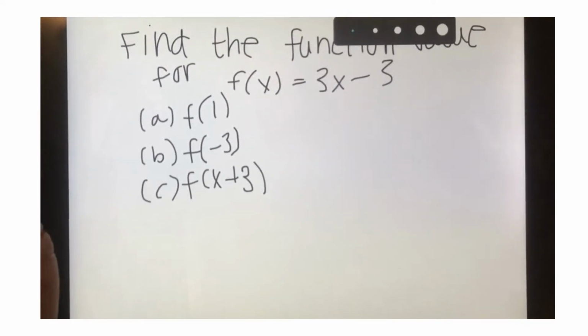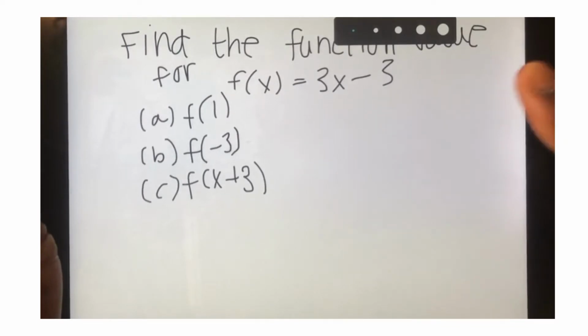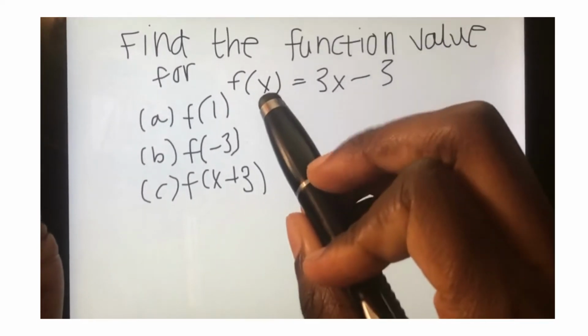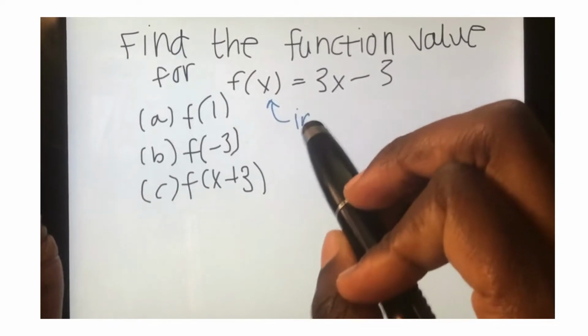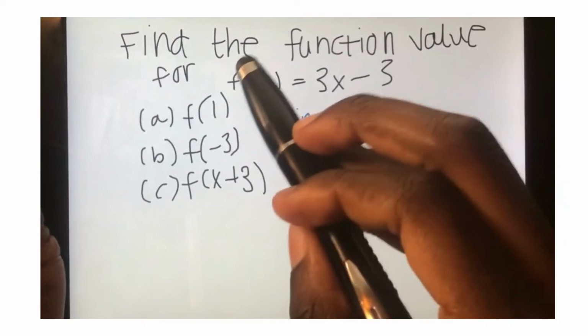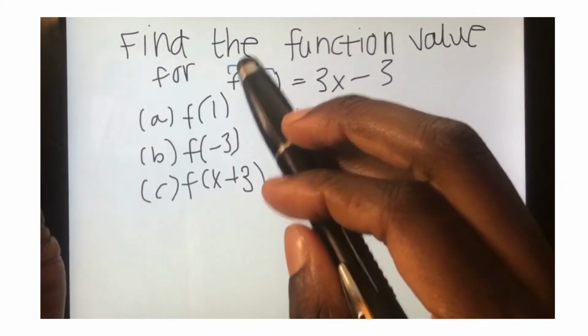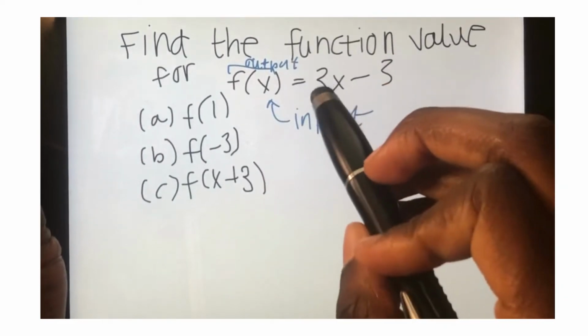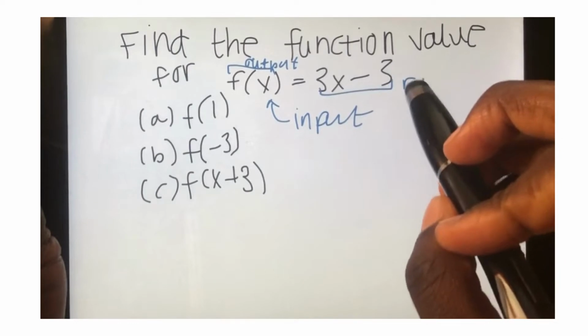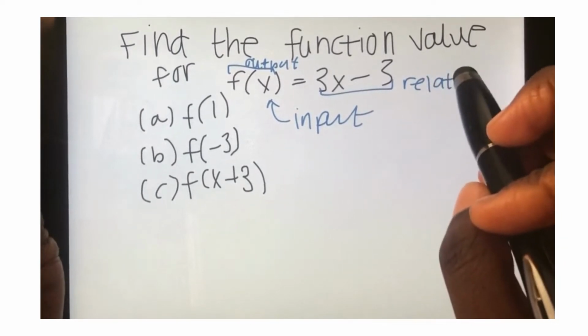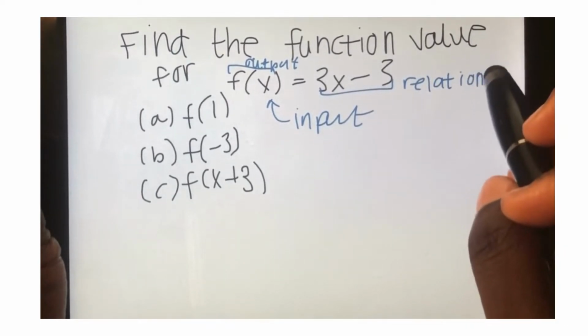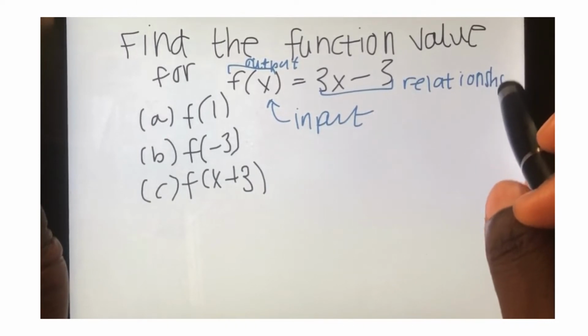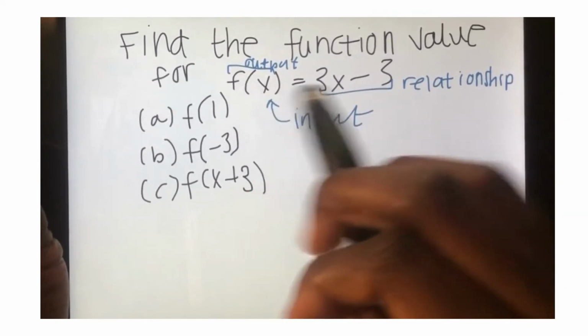So function notation has three parts. A function has an input, it has an output, which is right here, and it has a relationship. So this relationship is what happens to any input. And how do you know what the input is? So the input is what is in the parentheses.